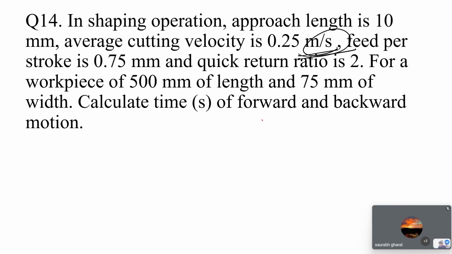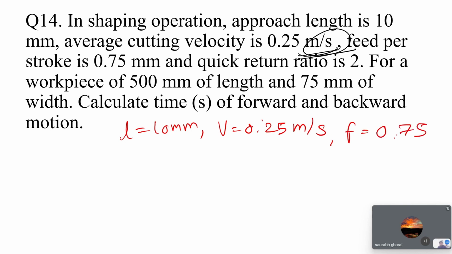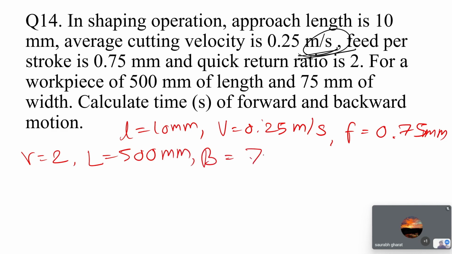It is mentioned, the shaping, so with the approach and all that stuff, it's 10 millimeter. Velocity is 0.25 meter per second. Feed per stroke, feed is equal to 0.75 millimeters. Okay, per stroke it is given. Quick return ratio R is given 2. For our piece, length L is given to you, which is 500 millimeter, and P is given to you, is 25 millimeter. Okay, so time for forward motion you have to find out.